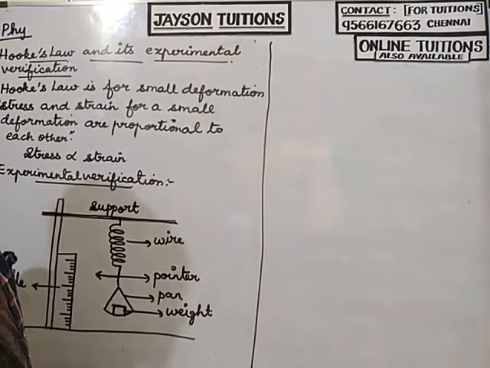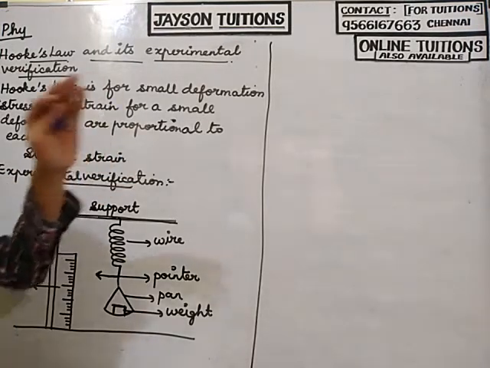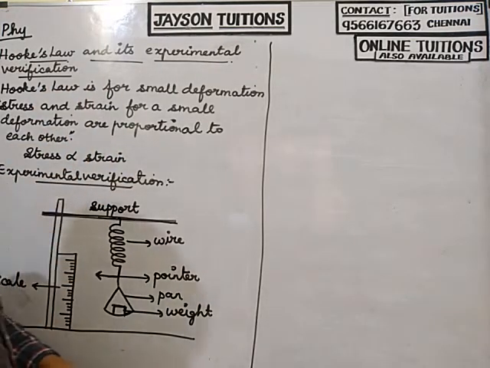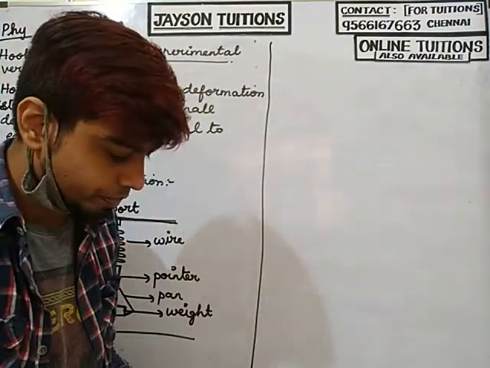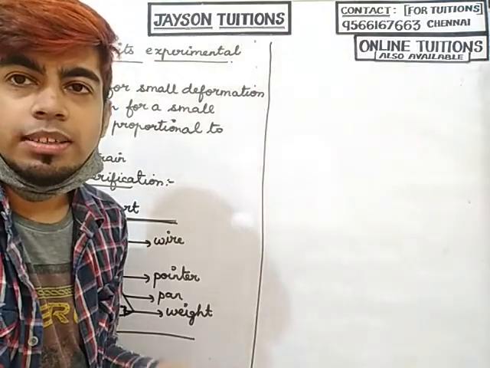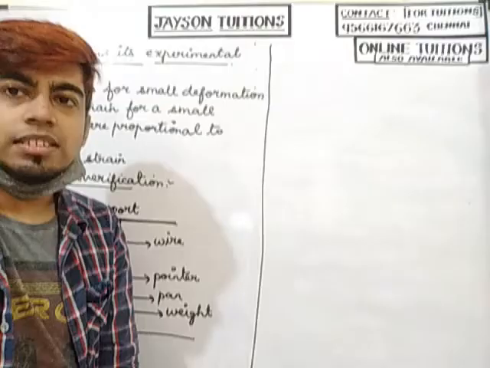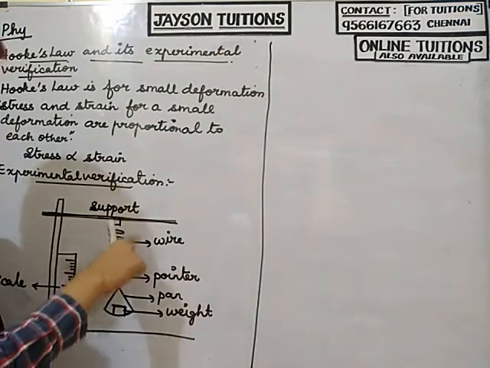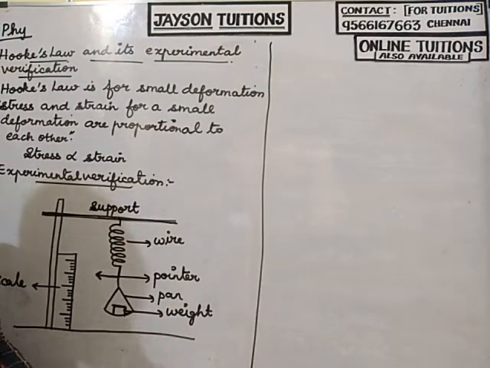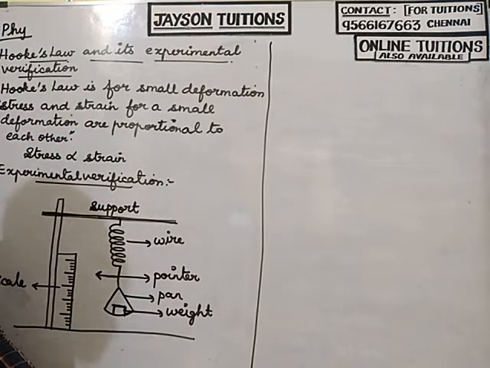First we have to explain this experimental setup. So write down. I will dictate the notes point wise. You write the first point. A thin straight wire, inside the bracket you write stretches like a spring. This is a very important question: Hooke's law and its experimental verification.